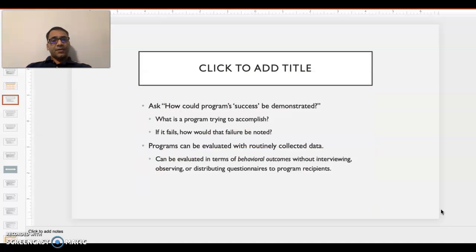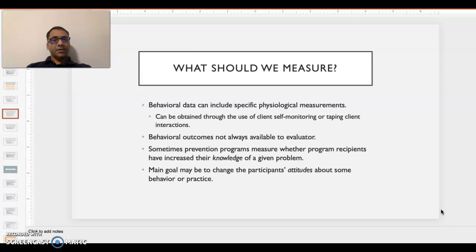Sometimes we ask, how could program success be demonstrated? What is the program trying to accomplish? That we must know. If it fails, how would that failure be noted? Programs can be evaluated with routinely collected data that can be evaluated in terms of behavioral outcomes without interviewing, observing, or distributing questionnaires to program recipients.